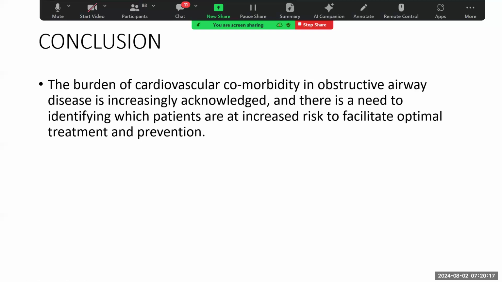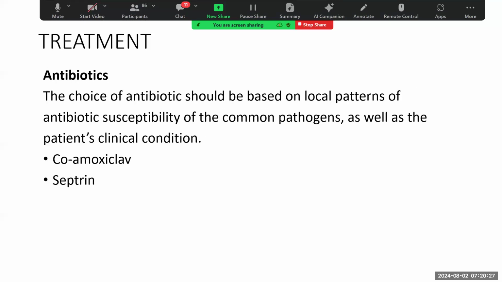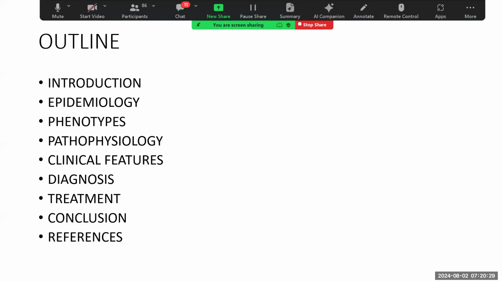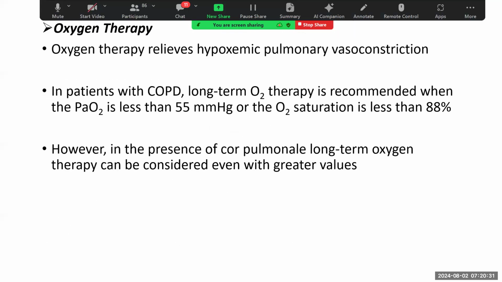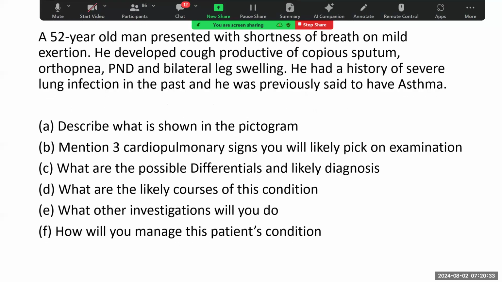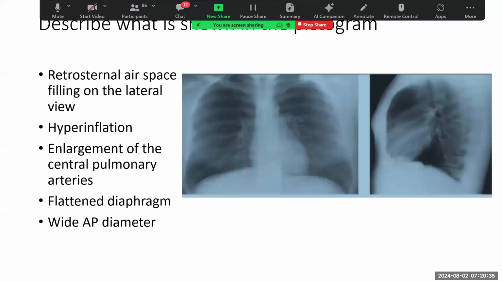Dr. Adebimpe is saying, thank you for the beautiful presentation. Can the diagnosis be bronchiectasis complicated by cor pulmonale on background asthma, the history of previous infections? Based on the question, let me just make some comments of my own.